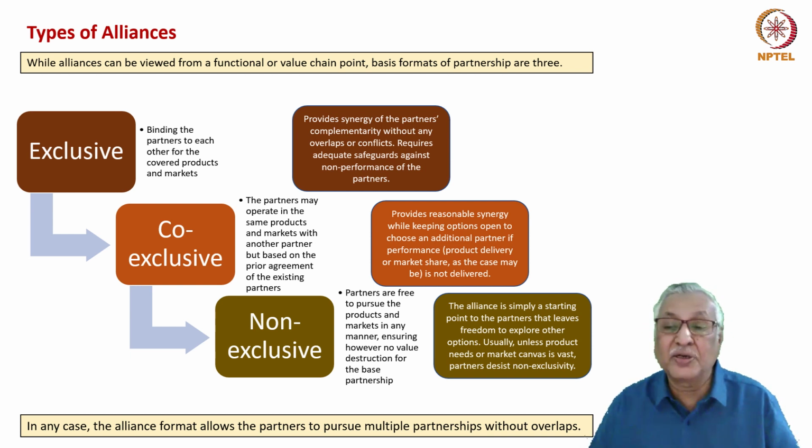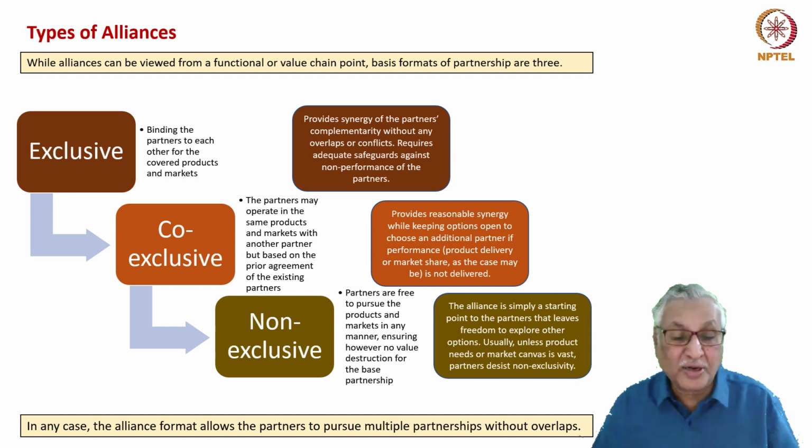Whereas a co-exclusive agreement provides reasonable synergy while keeping options open to choose an additional partner if performance, product delivery or market share, as the case may be, is not delivered. And in the case of non-exclusive partnerships, it simply is a starting point to the partners that leaves freedom to explore other options. Usually, unless product needs or market canvas is vast, partners desist from non-exclusivity. Non-exclusivity could exist when the whole product space or the market space is highly commoditized and it doesn't really matter whether you are exclusive to a partner or you are non-exclusive to a partner.